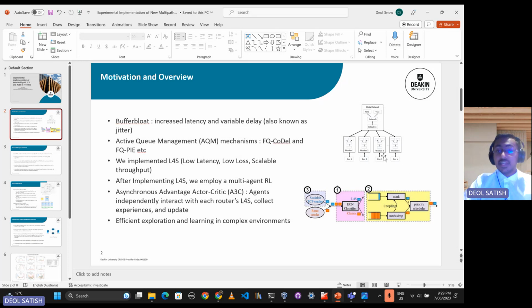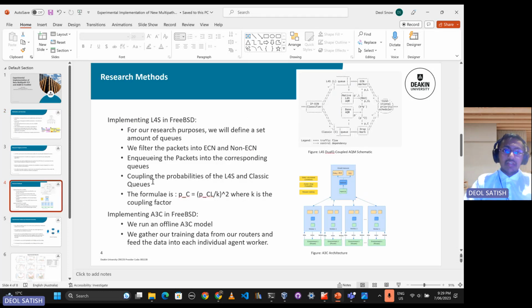There are various AQM algorithms, FQ-Codel, FQPI, Pi-Codel, but amongst all of those, we want to use L4S. L4S is our main focus because it's low latency, low loss, and scalable throughput. L4S has two queues: the L4S queue and the classic queue. When you pass packets through this algorithm, it classifies them into L4S or classic. If it's high priority, it goes into L4S. If it's not high priority, it goes into the classic queue.